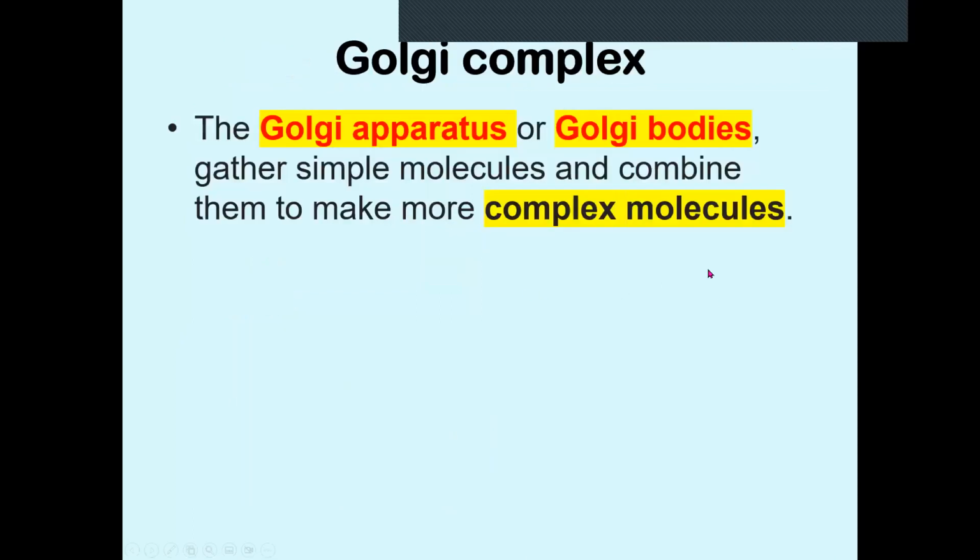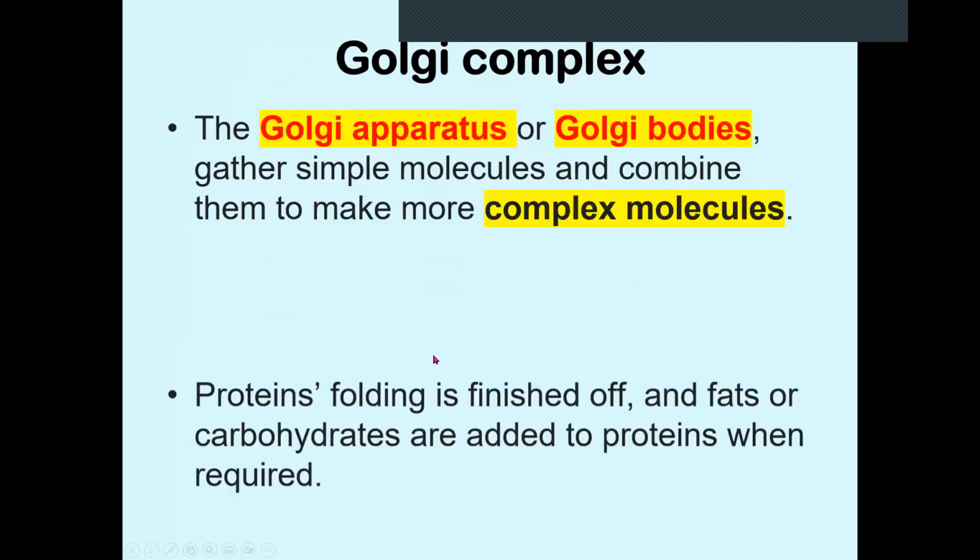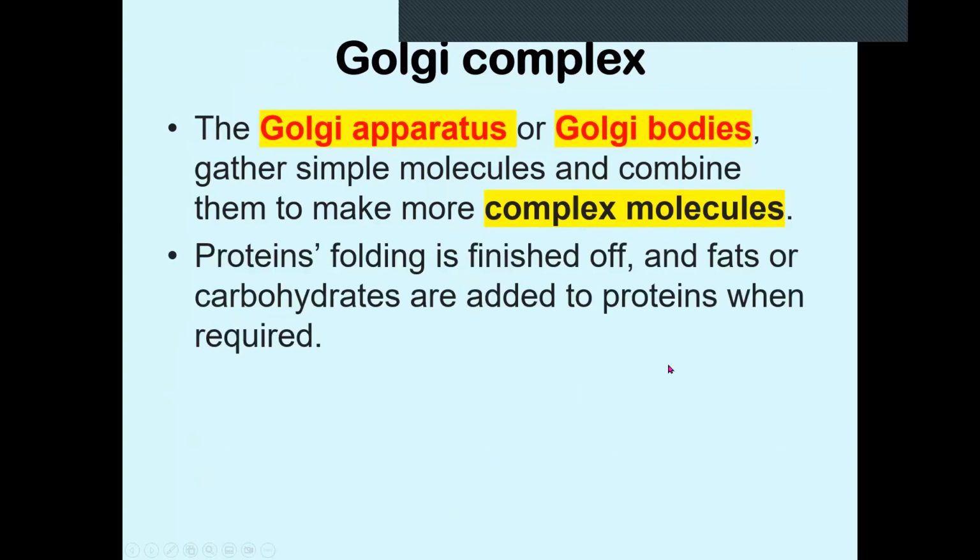There's another thing called the Golgi apparatus. Now these, the old name Golgi bodies, they gather the molecules of the same sort, and they either combine them with others, make complex molecules, and they also finish off molecules. So they can have a fat added to the protein, they can have a carbohydrate added to the protein. So you have a lipoprotein, a fat-protein, or glycoprotein.